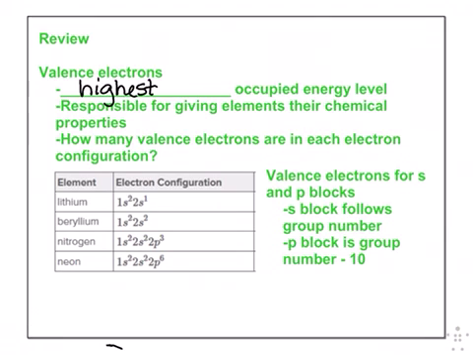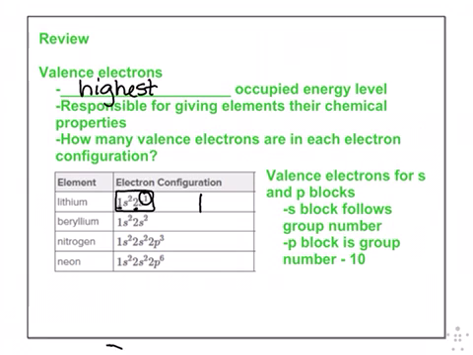So looking at the table, we need to figure out how many valence electrons are in each of these configurations. So to review, looking at lithium's configuration, you need to identify the highest energy level. So either this number 1 or this number 2. Which one would be the highest energy level? 2. The trick here is which number is bigger, 1 or 2? 2 is bigger. So we look at the number of electrons dealing with 2. And so the number of valence electrons here is 1.